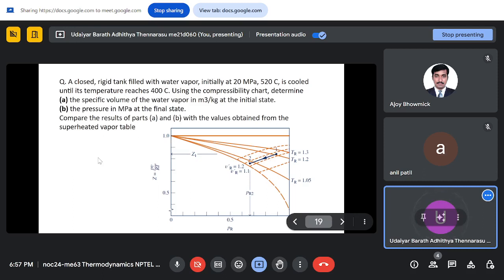So we need to find out specific volumes between the two states and the pressure, and then also compare this with the values which you get from the steam table. So what they have given is state 1 is at 20 megapascal and 520 degrees Celsius, and it is cooled to reach 400 degrees Celsius. So this will be constant volume process. Again, this is a closed rigid tank with water vapor.